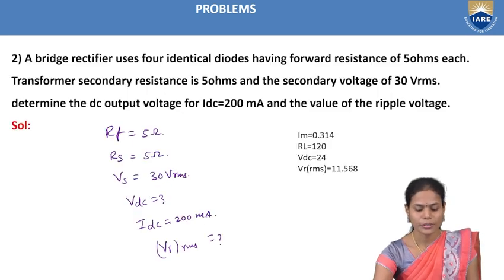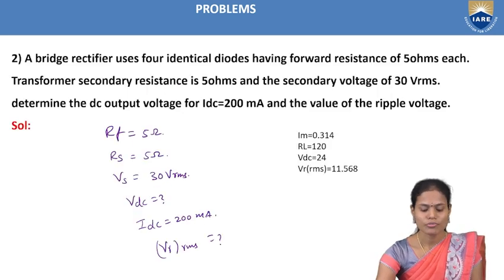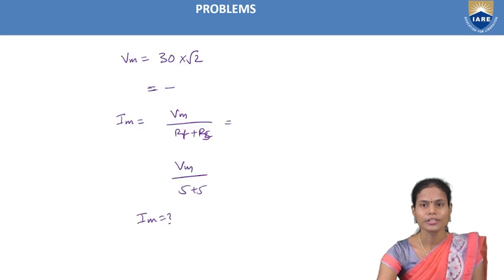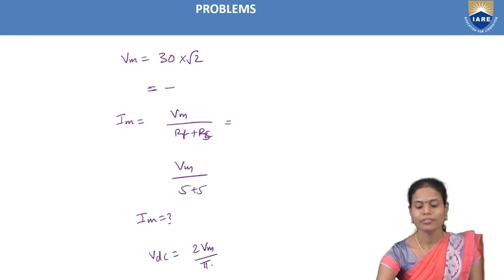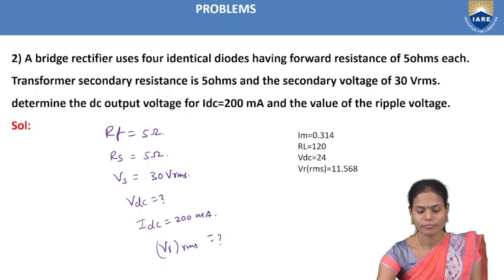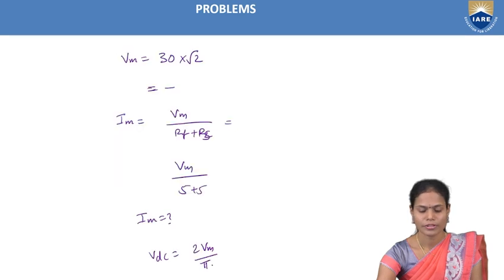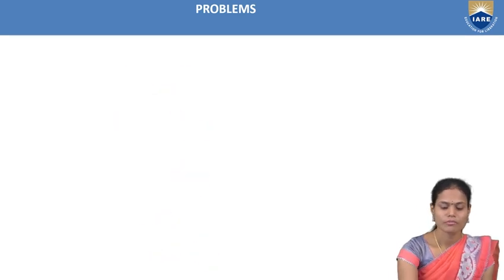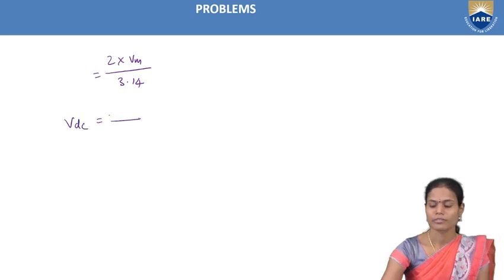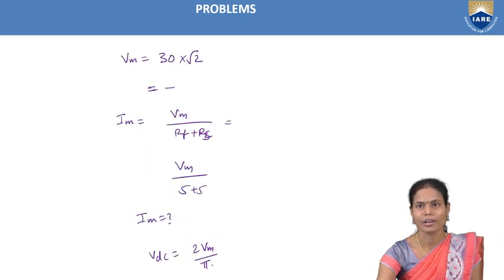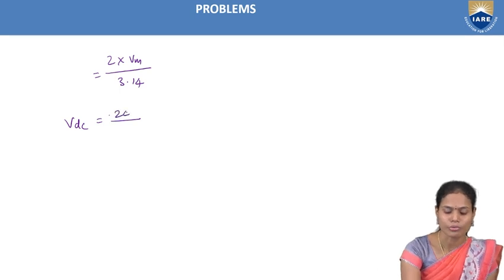After finding the Im value, next we need to find the VDC. VDC is nothing but 2Vm by pi. Substitute the Vm value, and the pi value is 3.14. So that we will get the VDC value here. We get the VDC value as 24 volts.